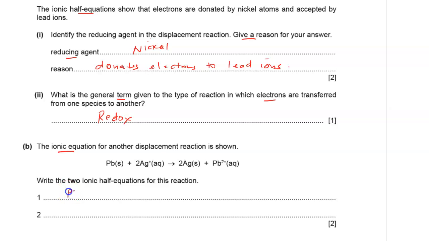Of course, we have lead, which is solid. This one will give 2 electrons to get into solution, and silver in solution will gain the 2 electrons. Silver has an oxidation state of 1, so you need 2 silver ions there to gain the 2 electrons to give us 2 atoms of silver, solid. This is aqueous. So that's the half equations for this reaction.